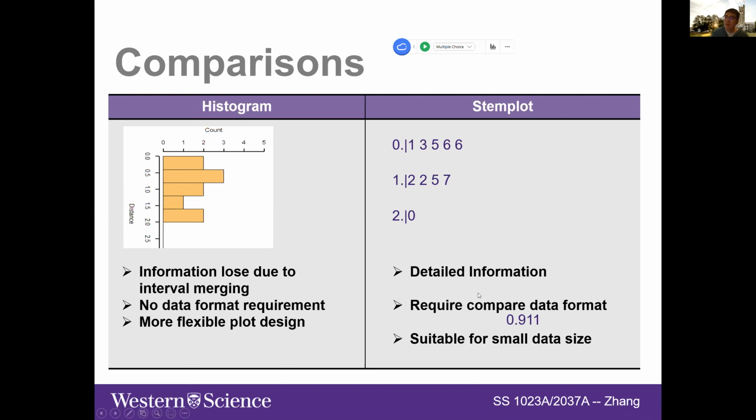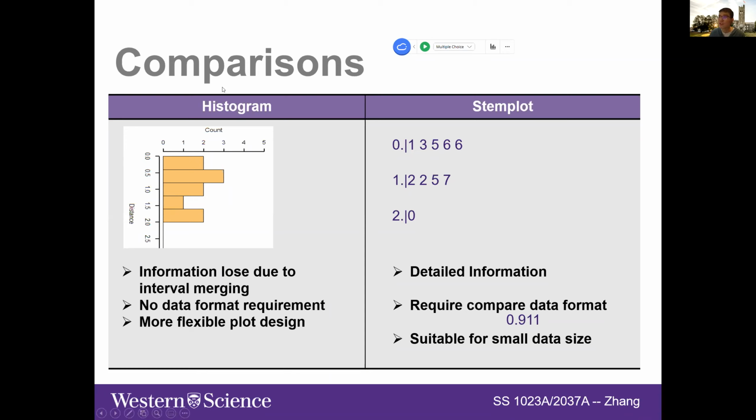Another drawback of the stem plot is that, for now, we only have 10 data points, so we can present them all in this formulation. But what if we have, say, 1,000 data points? Then you can imagine that if we plot in this way, we end up with a really, really long plot. So the stem plot is only suitable for a data set with a very small sample size. On the other hand, the histogram can work for any kind of data. The only drawback for the histogram is that we do have some loss of information.